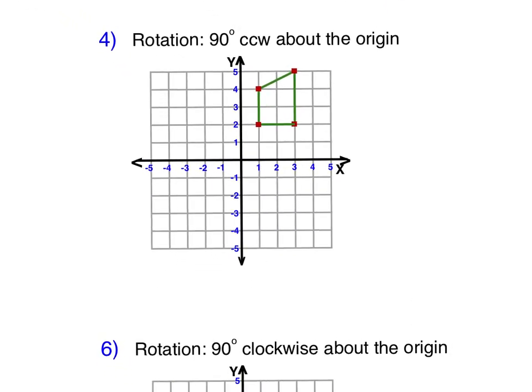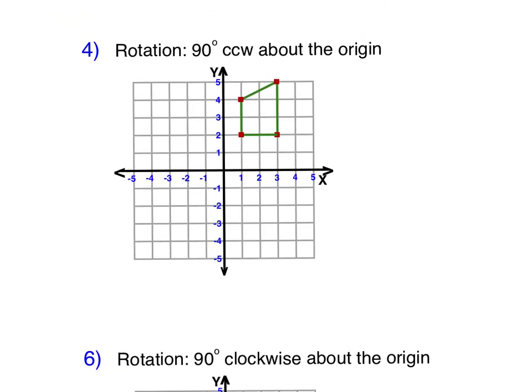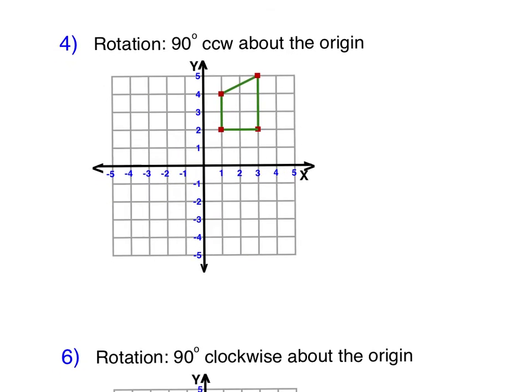Now, similar to the first problem, the rotation of 90 degrees counterclockwise. So now we're going to go this way, against the clock. We were to the right 1 and up 2 for this first point. What we're going to do is switch the order again, and now we're going to change the x sign. So the new x is a negative. That means we're going to go left 2 and up 1.